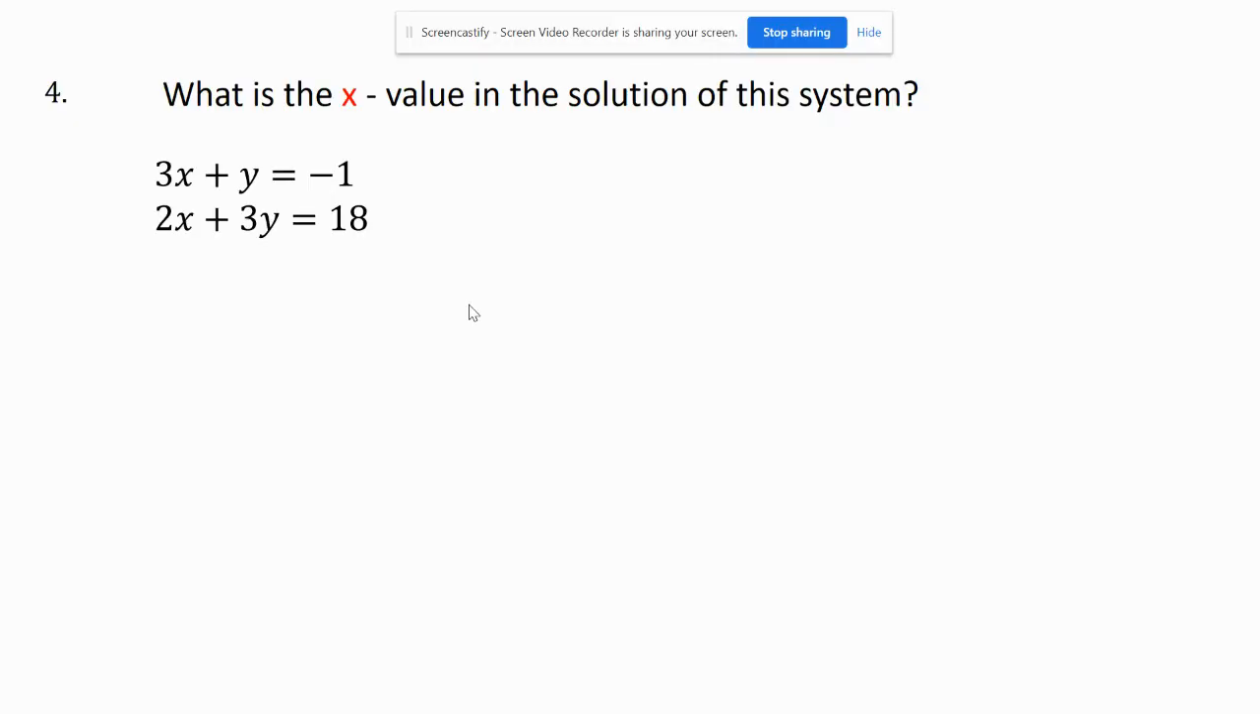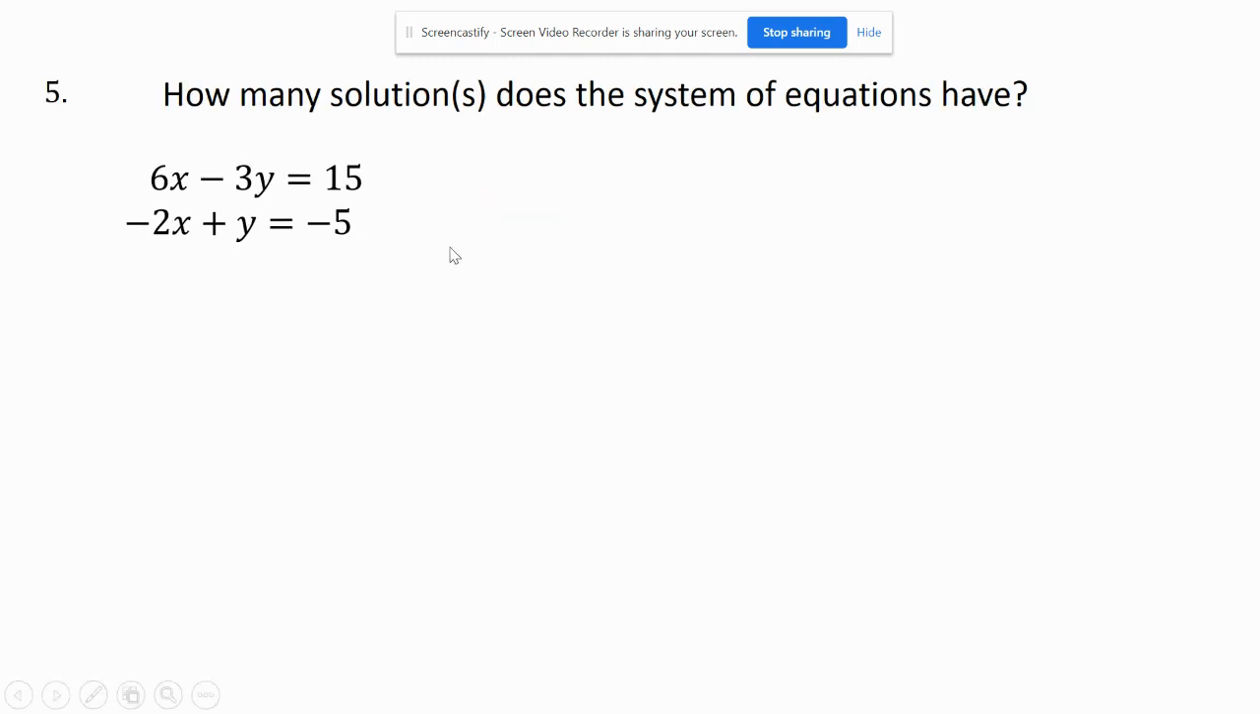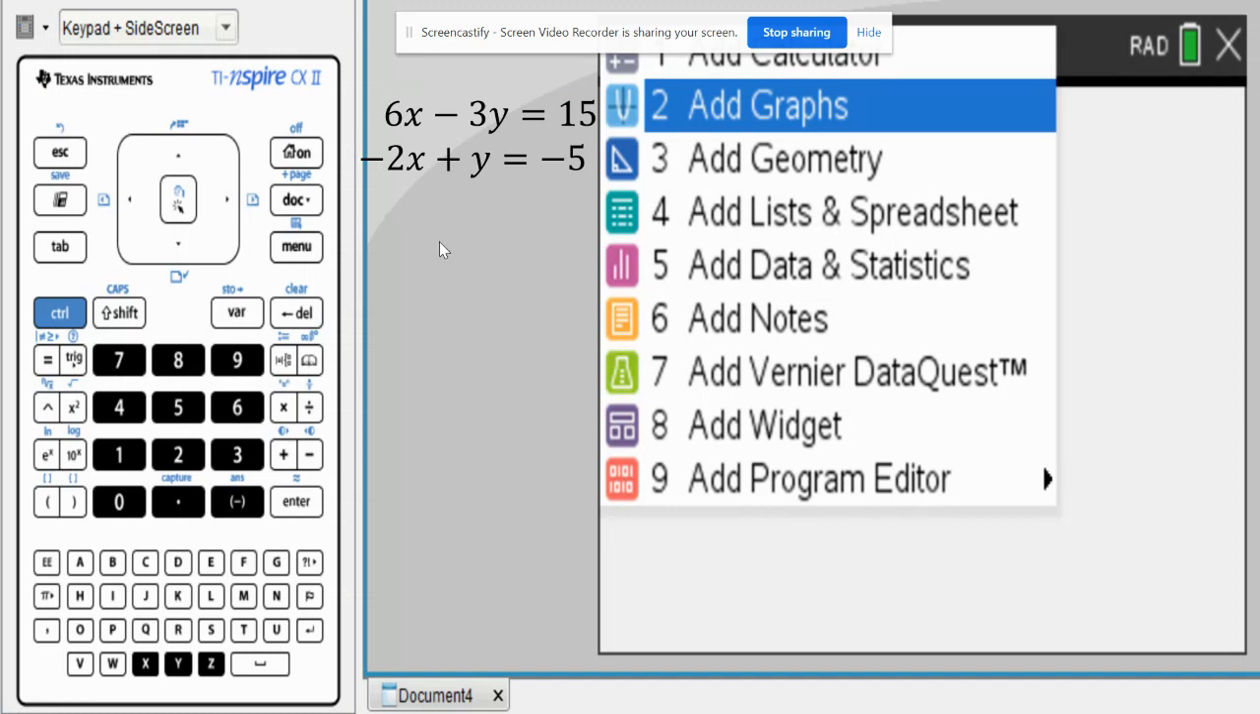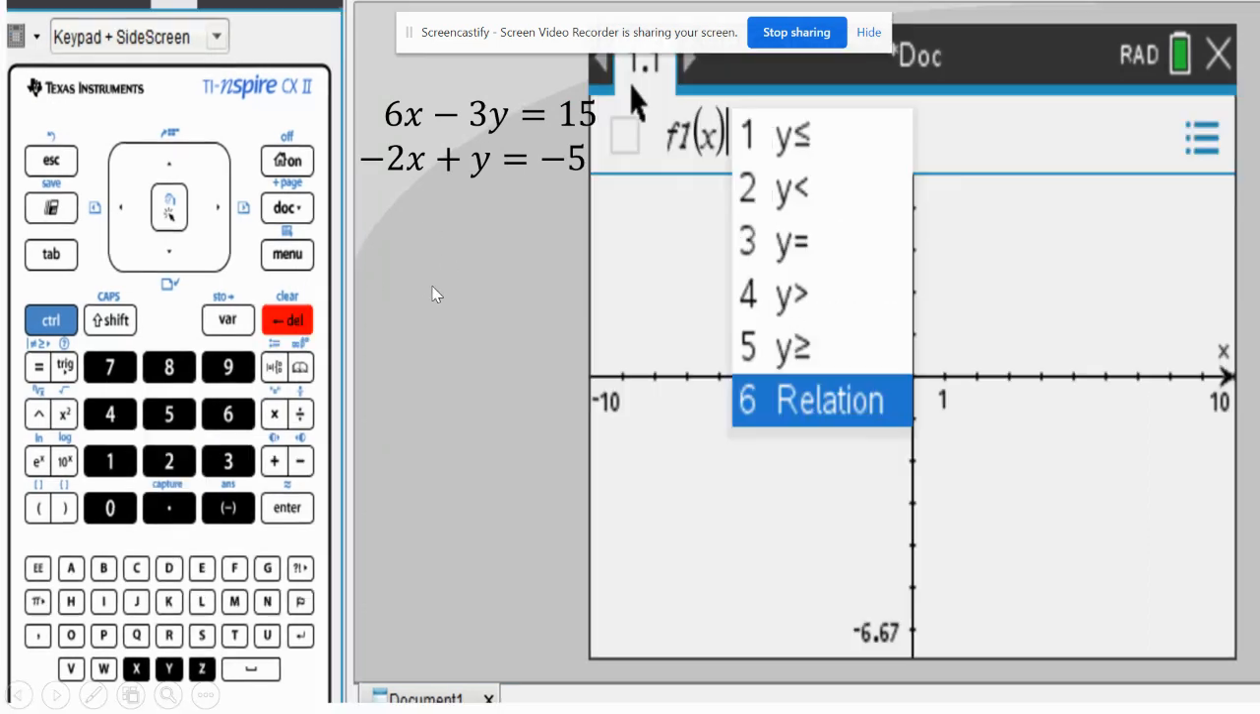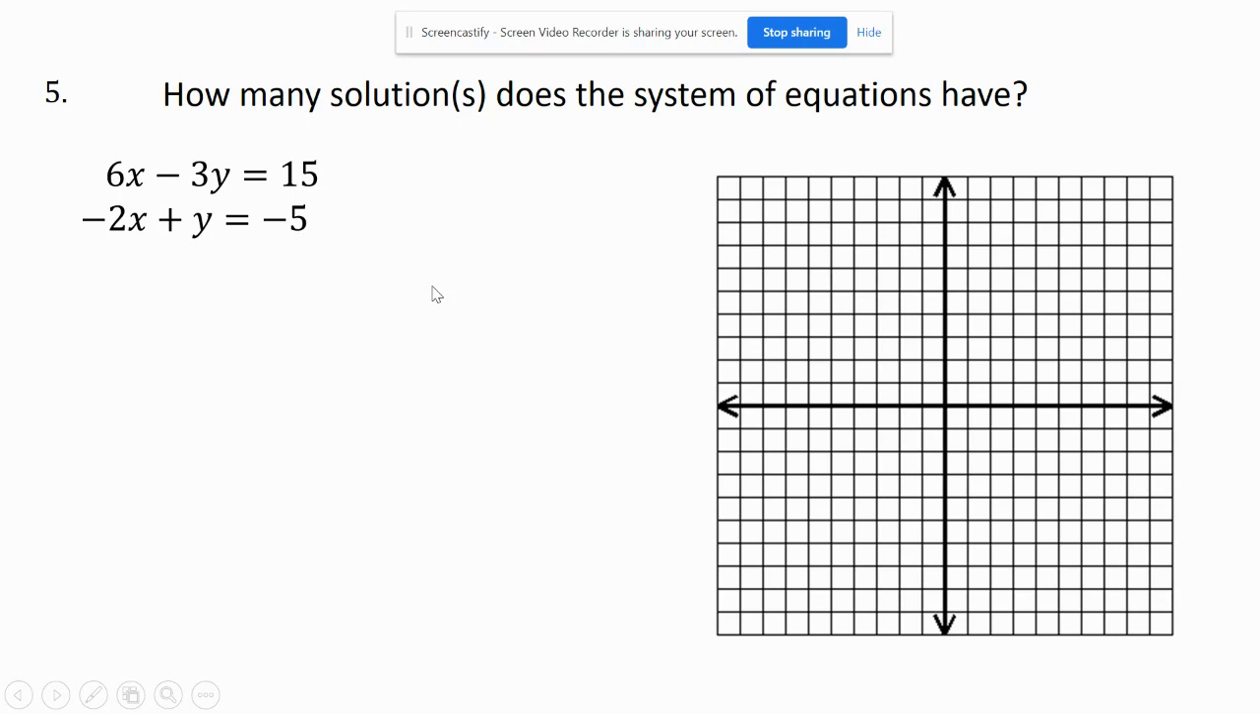What is the x value in the solution to this system? So it's negative 3, 8. Okay. How many solutions does the system of equations have? This is kind of a hint on this one. I'm going to go ahead and graph it. I think to show this easier, I'm going to add graphs. Relation, type them in.